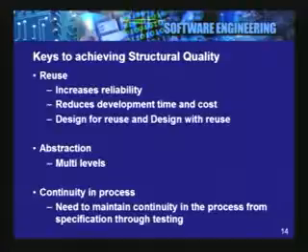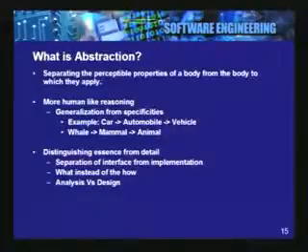So, coming back, we saw that the three keys to achieving structural quality were reuse, first of all, abstraction at various levels, and continuity within the process. Now, coming back, what is abstraction? How do we define this? What are the different levels of abstraction that we have talked about, etc.? Abstraction is, as the word itself implies, basically the process of separating out the properties that are inherent in some body from the body itself, right?